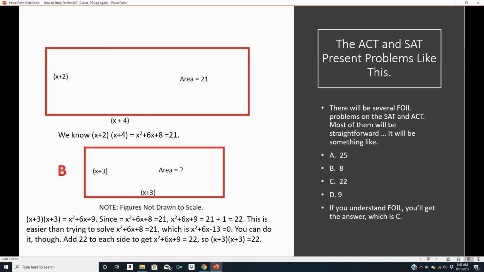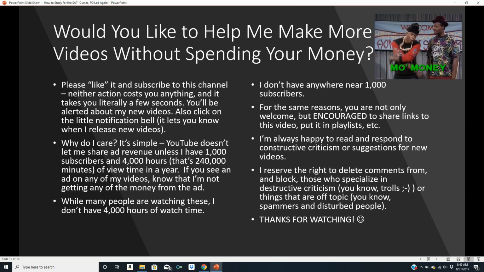And I've seen problems like this that are even harder to do, where there's literally no way to do it within the time constraints you have other than just knowing, hey, if I FOIL this and I FOIL this, oh, this is just one more than that. I get it. I just add 1 to 21 or whatever the number was. So that's why you should really understand FOIL.